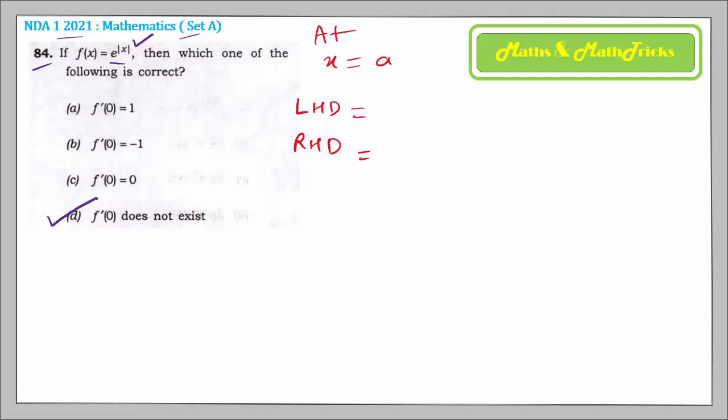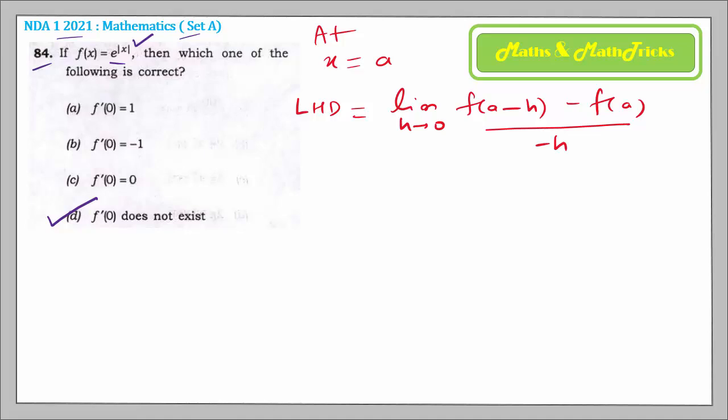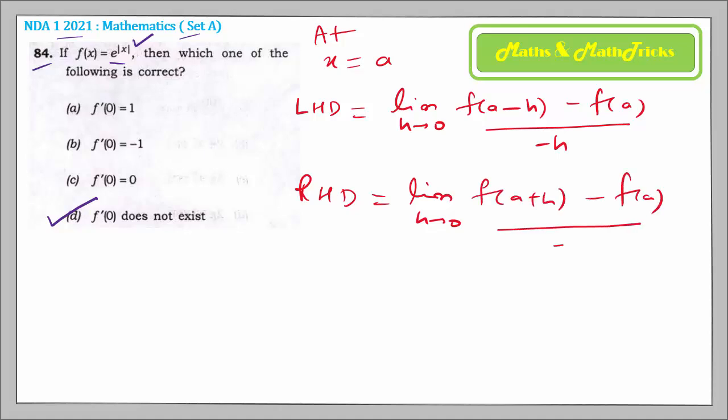So what is the LHD definition? The derivative definition for the point x equals a, you write as limit h tends to 0 of f of a minus h minus f of a upon minus h. And for RHD, we write this definition as limit h tends to 0 of f of a plus h minus f of a upon plus h.